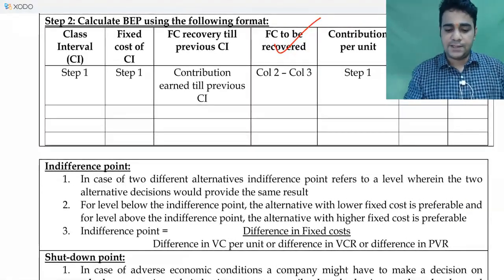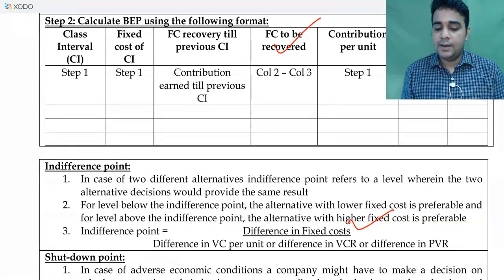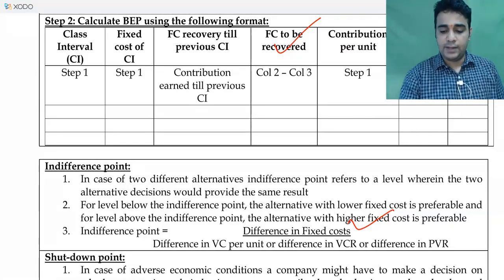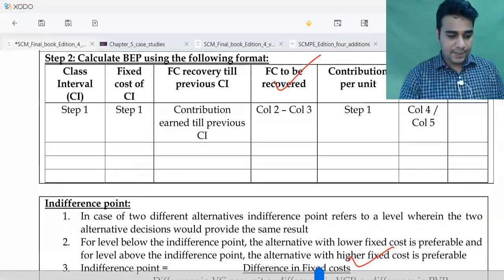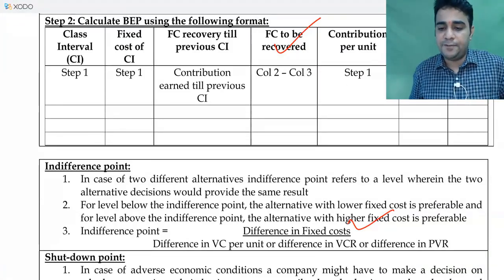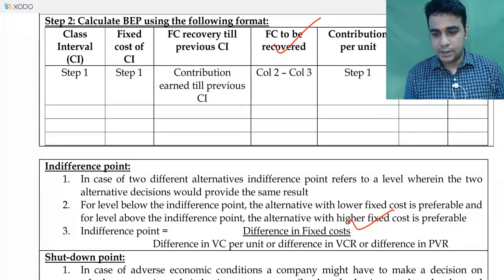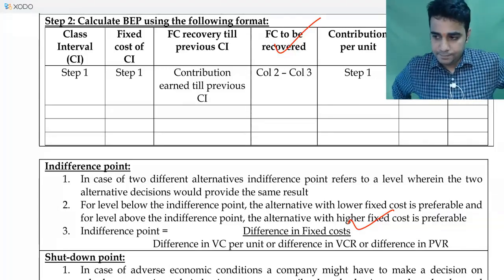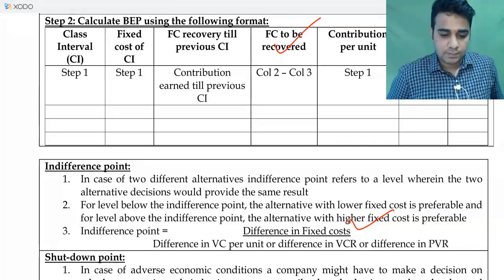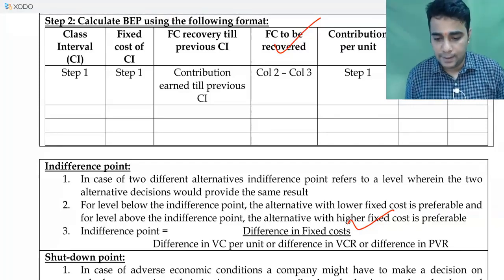Indifference point is the difference in fixed cost divided by the difference in variable cost per unit, or the difference in variable cost ratio, the difference in PVR. Maybe you can just write one more point there, contribution per unit. This is page 308 in the theory. Difference in VC per unit, difference in contribution per unit. Even the difference in contribution per unit will come in the denominator.